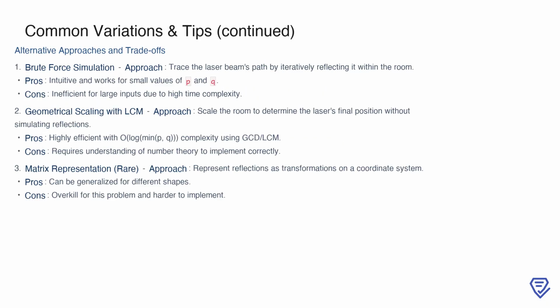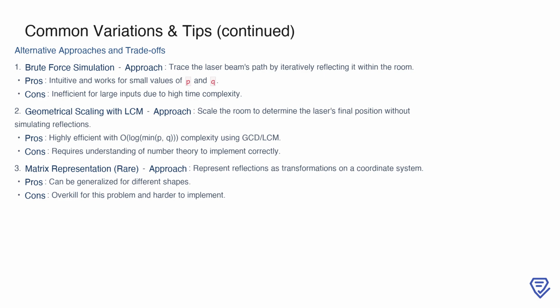There are several approaches to solving this problem, each with its own advantages and trade-offs. A brute force simulation involves tracing the laser's path by iteratively reflecting it within the room. While this method is intuitive and works well for small values of P and Q, it becomes inefficient for larger inputs due to its high time complexity.